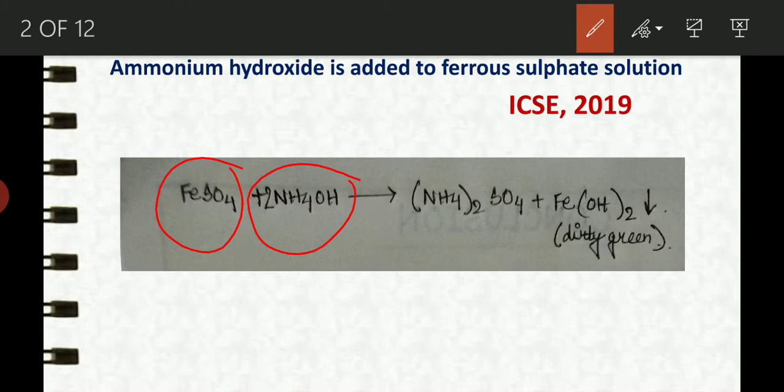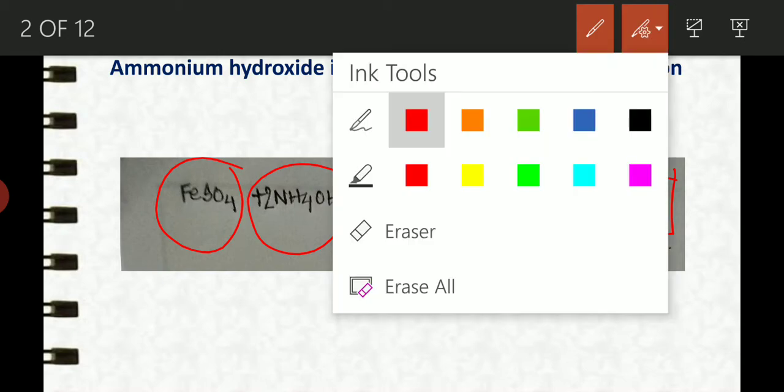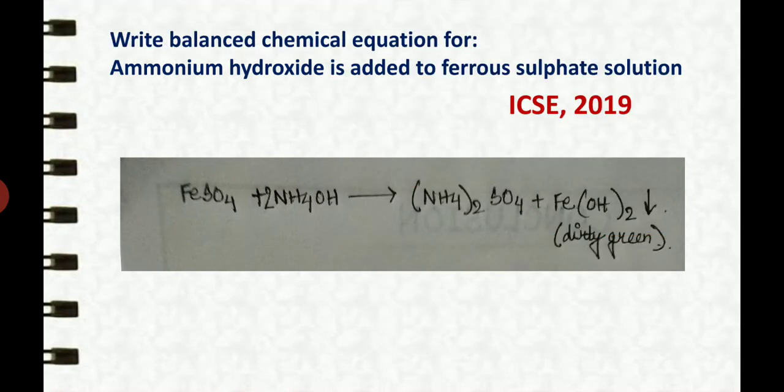So when ammonium hydroxide NH4OH is added to FeSO4 ferrous sulfate solution, then ammonium sulfate is formed and along with it a dirty green precipitate of ferrous hydroxide Fe(OH)2 is formed. Okay, so this is basically the balanced chemical equation. When ammonium hydroxide is added to ferrous sulfate solution, ammonium sulfate will be formed, along with it a dirty green ferrous hydroxide precipitate.